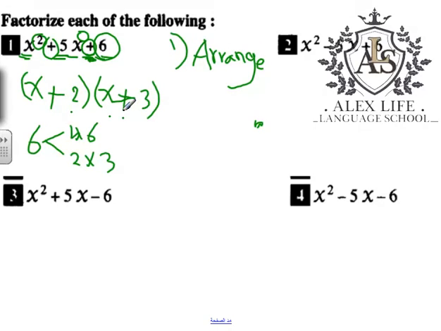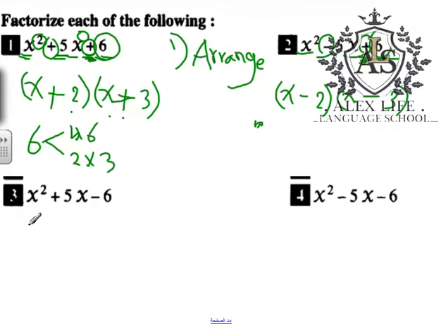Number 2. Open two brackets, arranged. Yes, x power 2, x power 1, no x at all. Do we have a common factor? No. So it's x times x. This is 6. What times what? 2 times 3 or 1 times 6, and its sum is 5. Okay, so it's equal to (x - 2)(x - 3). Means the last sign positive, so the two are similar, like the middle sign, negative.